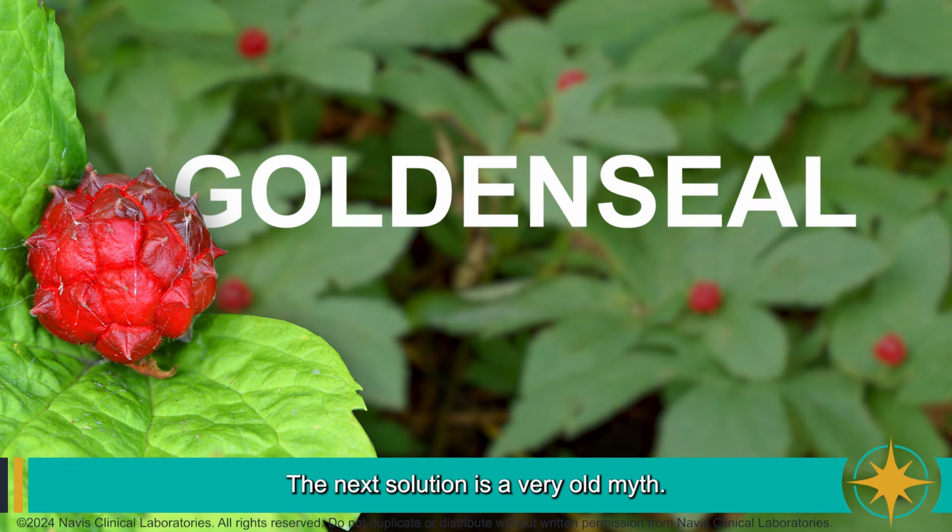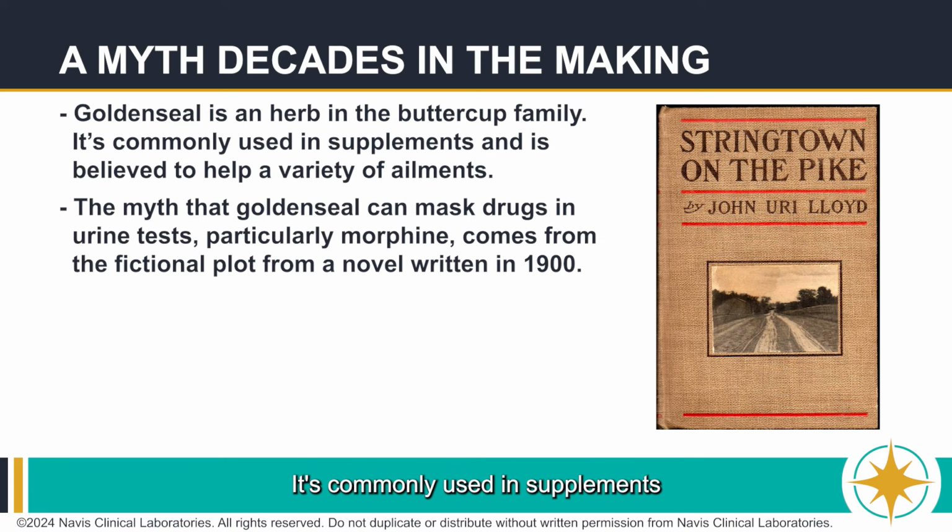The next solution is a very old myth. Golden seal is an herb in the buttercup family. It's commonly used in supplements and is believed to help a variety of ailments. The myth that golden seal can mask drugs in urine tests, particularly morphine, comes from a fictional plot of a novel written in the 1900s.